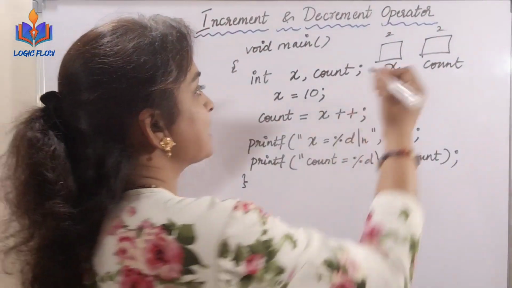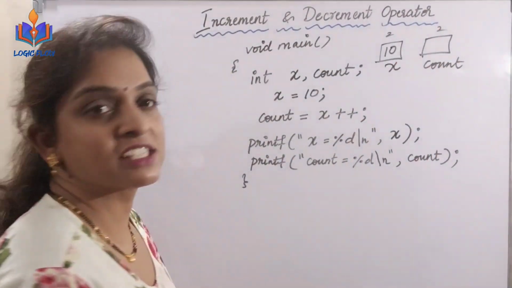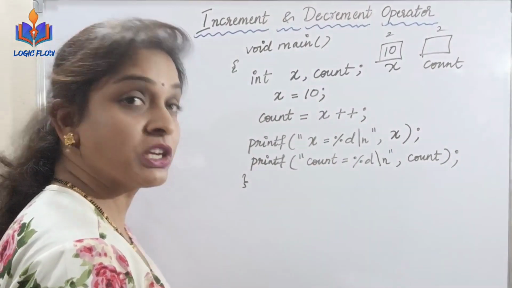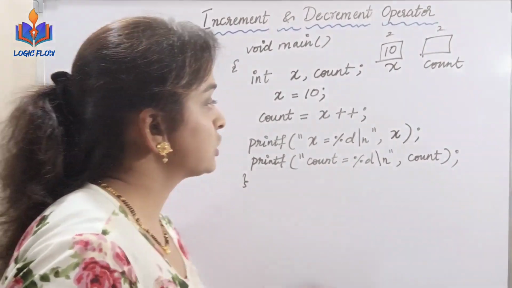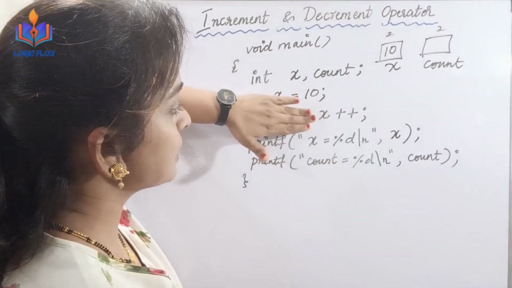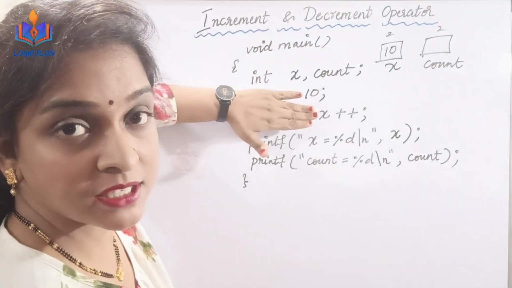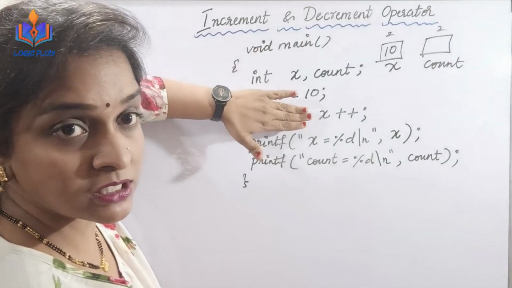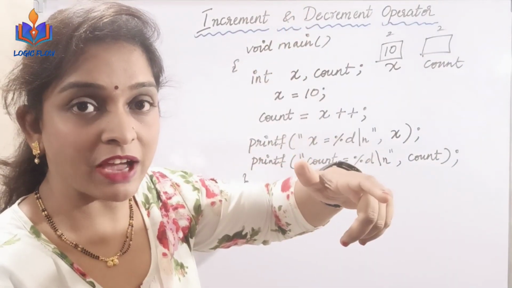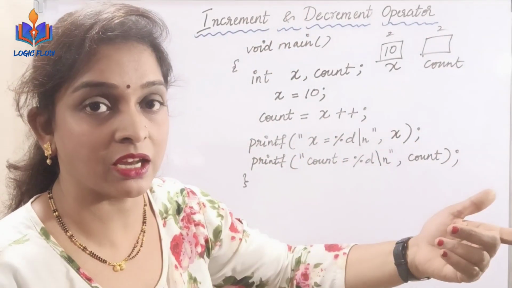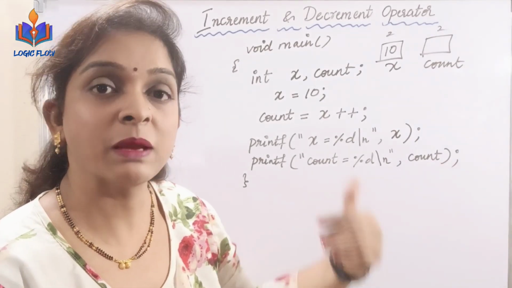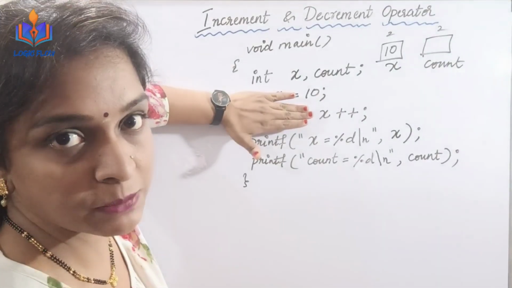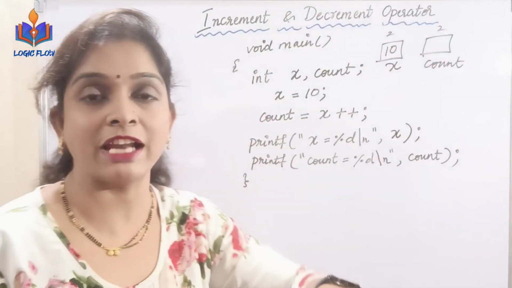Then I say x equal to 10. So the value for x is 10. Then I say count equal to x++. So here's the ambiguity. What we'll do is just take x++. What is x++? Forget this for now. x++ means increase the value of x by 1, so it is 10 plus 1. It may be x++ or ++x. If it is just x++ or ++x, it simply increases the value by 1.